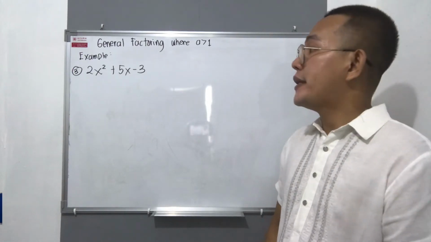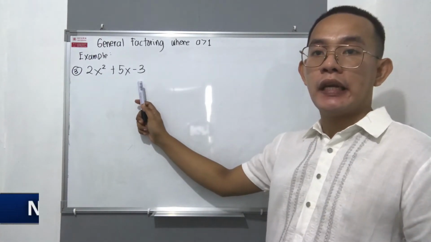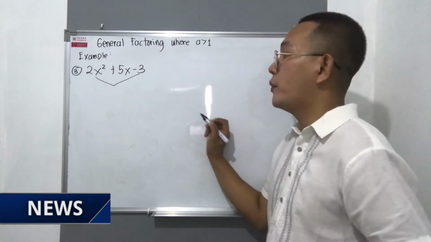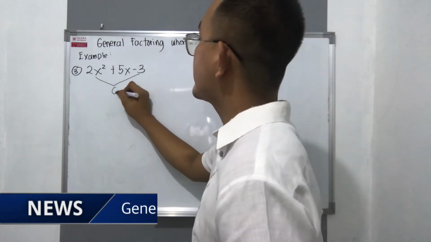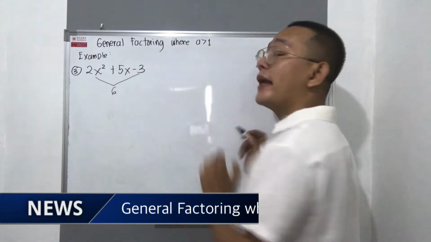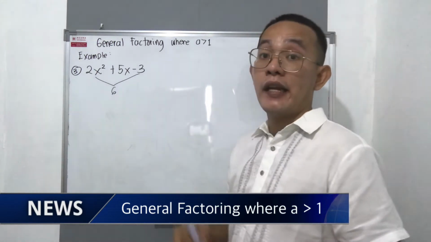Third example, we have 2x squared plus 5x minus 3. Ang una natin gagawin, multiply natin yung first term natin sa last term. 2 times 3 equals to 6. From here, kukunin natin yung mga factor nila. Last term natin is negative. Ibig sabihin, ima-minus natin, dapat lalabas ay 5.